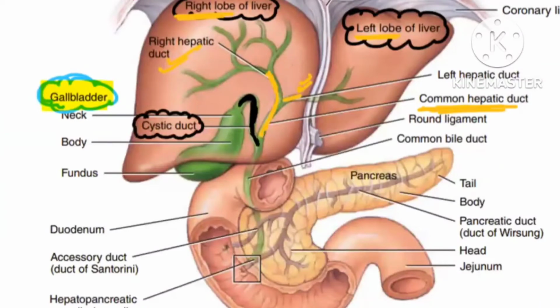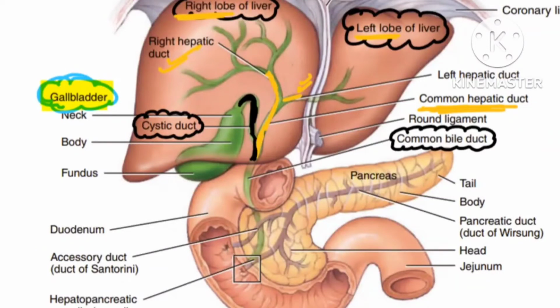And both are combining to form what, beta? To form the common bile duct. So this is the name given here. This is known as the common bile duct. And the bile duct along with the pancreatic duct, they are opening into the duodenum. So they are opening into the duodenum here.